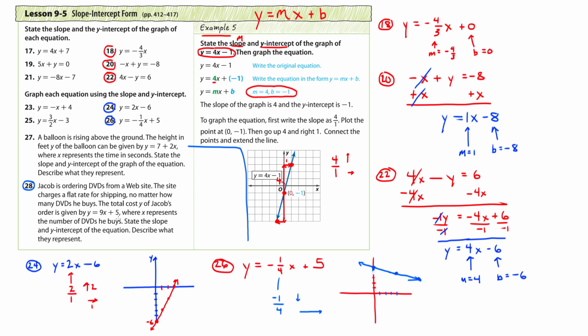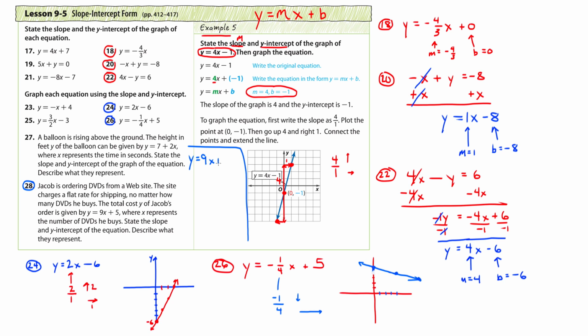Or turns out it's $5. It doesn't say that it is. The total cost Y of Jacob's order is given by Y equals 9x, where x represents the number of DVDs. So there's a 9 in front of the x, and x represents the number of DVDs. And it says state the slope and the y-intercept. Well, this is in slope-intercept form, so that's a pretty easy task.